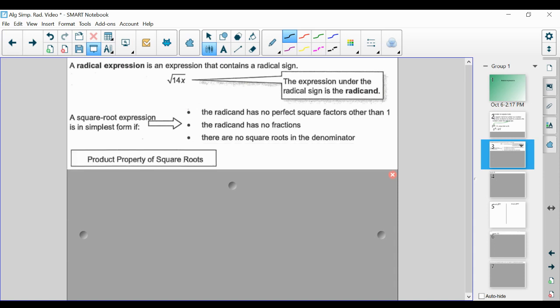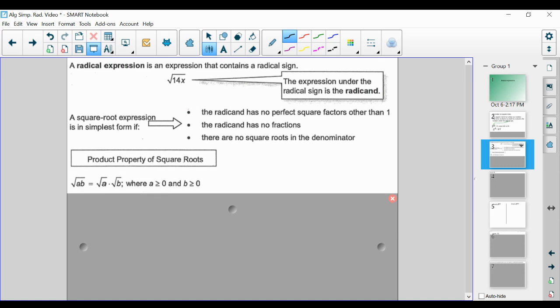We do have a couple properties here. On the left-hand side of your guided notes, we're going to talk about what's called the product property of square roots. So if we have any numbers, a and b, that are positive whole numbers, the square root of ab, we can break apart and write as the square root of a times the square root of b. If we were to use the example up top with 14x, we could break this up as the square root of 14 times the square root of x.